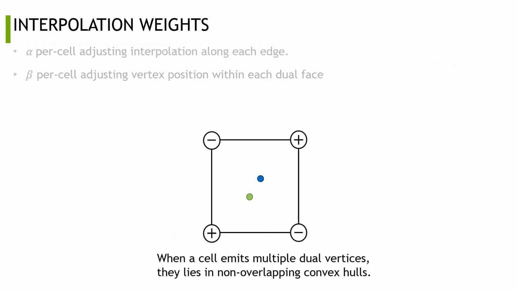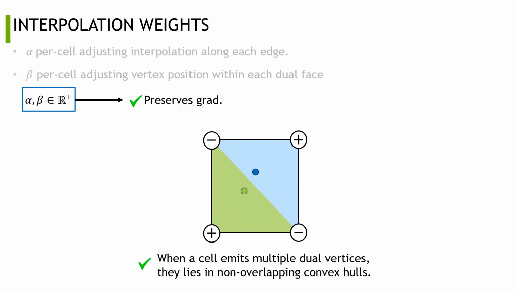When the cell emits multiple dual vertices, they lie in non-overlapping convex hulls bounded by the corresponding marching cubes faces. Because those faces are non-intersecting, this prevents nearly all self-intersections during optimization. Also, alpha and beta are constrained to be positive. This preserves the gradient directions back to the scalar field.